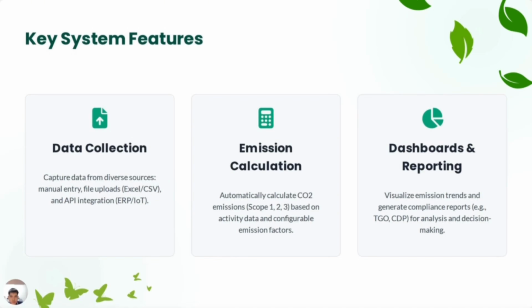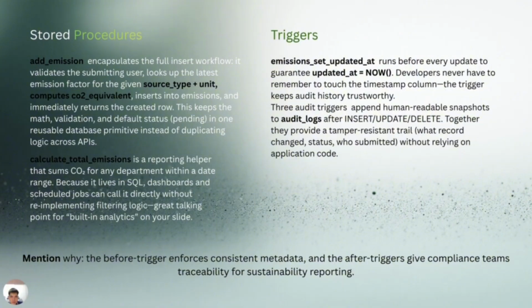First, data collection. Staff can capture activity data through structured forms instead of scattered files. Second, emission calculation. The system uses configurable emission factors to automatically compute CO2 equivalents. Third, dashboards and reporting. Emissions can be visualized by period, source, or department to support compliance and decision making.